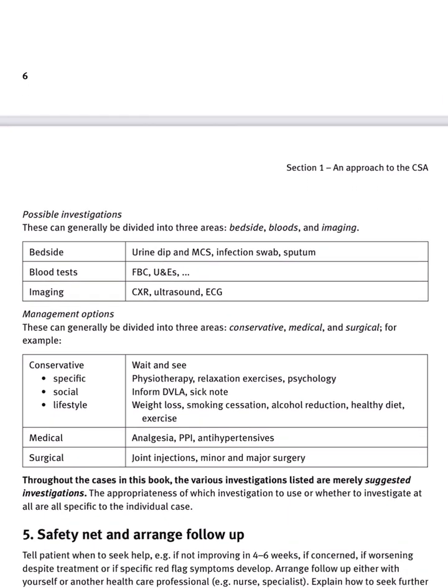And possible investigations, these can generally be divided into 3 areas: bedside, blood, and imaging. So bedside, like urine dip and culture and sensitivity, infection swab, sputum; blood tests like full blood count and urea and electrolytes; imaging like chest X-ray, ultrasound, ECG.